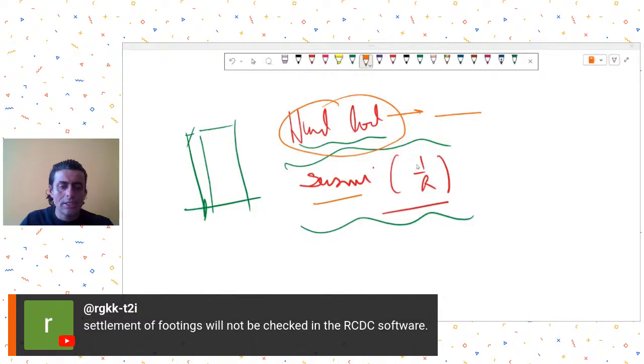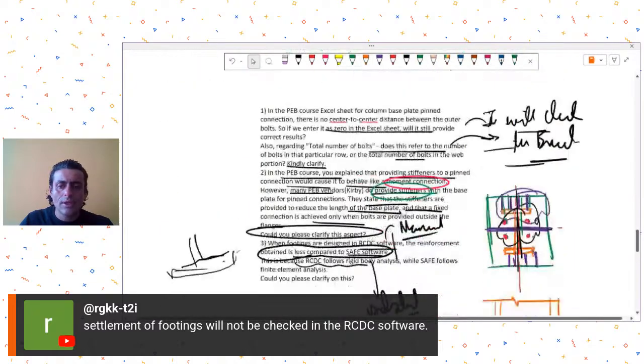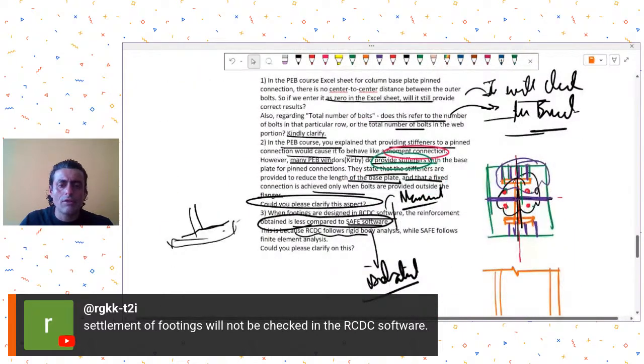Mr. Raghu is saying settlement of footings will not be checked in RCDC software. Correct. But settlement of footings for isolated footings will not have a large impact on the isolated footing design. Even if you go on changing the subgrade modulus for isolated footings, it may not lead to large differences in the reinforcement for isolated footings.